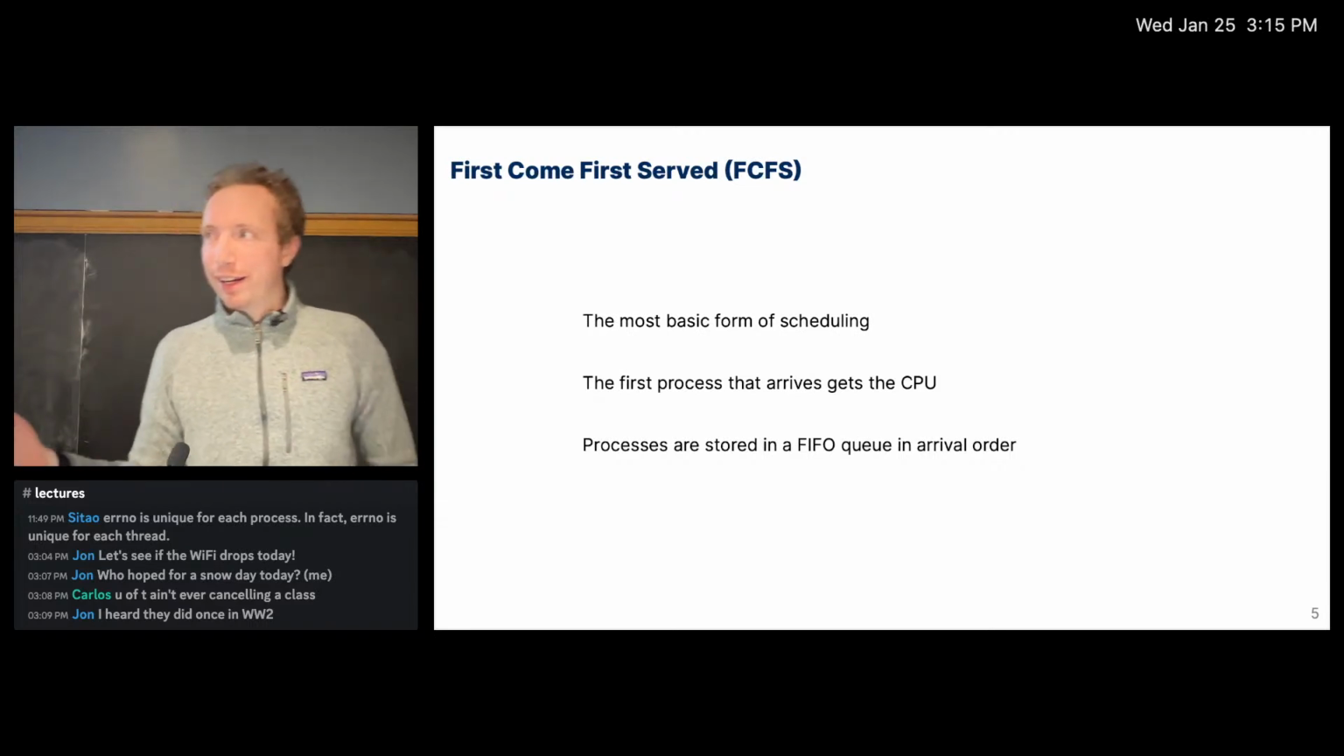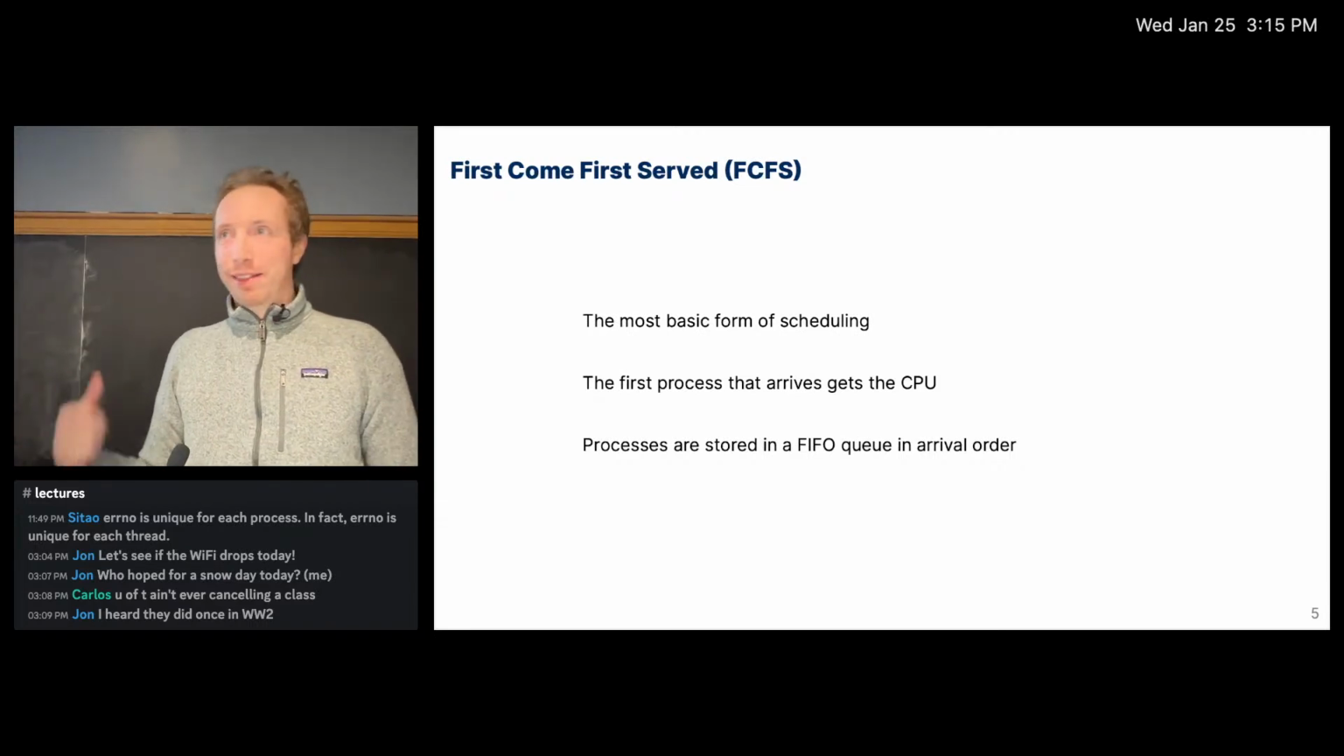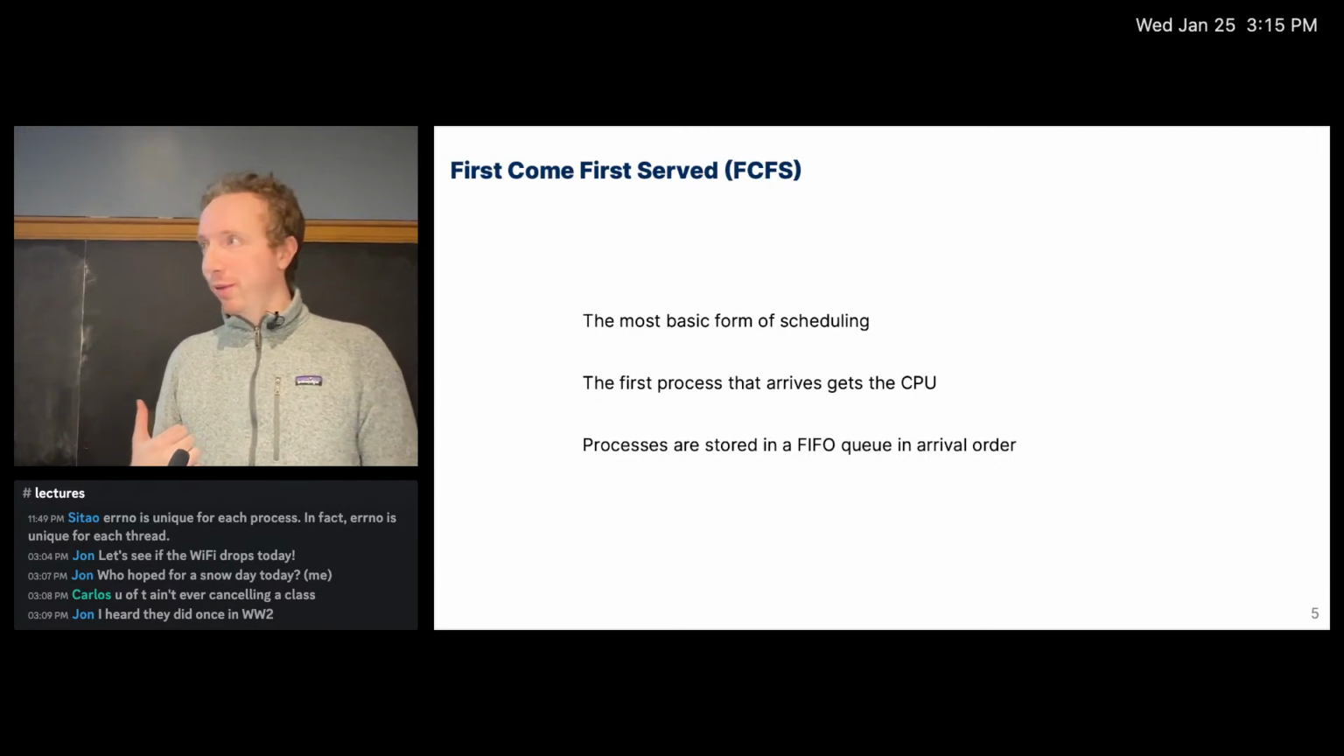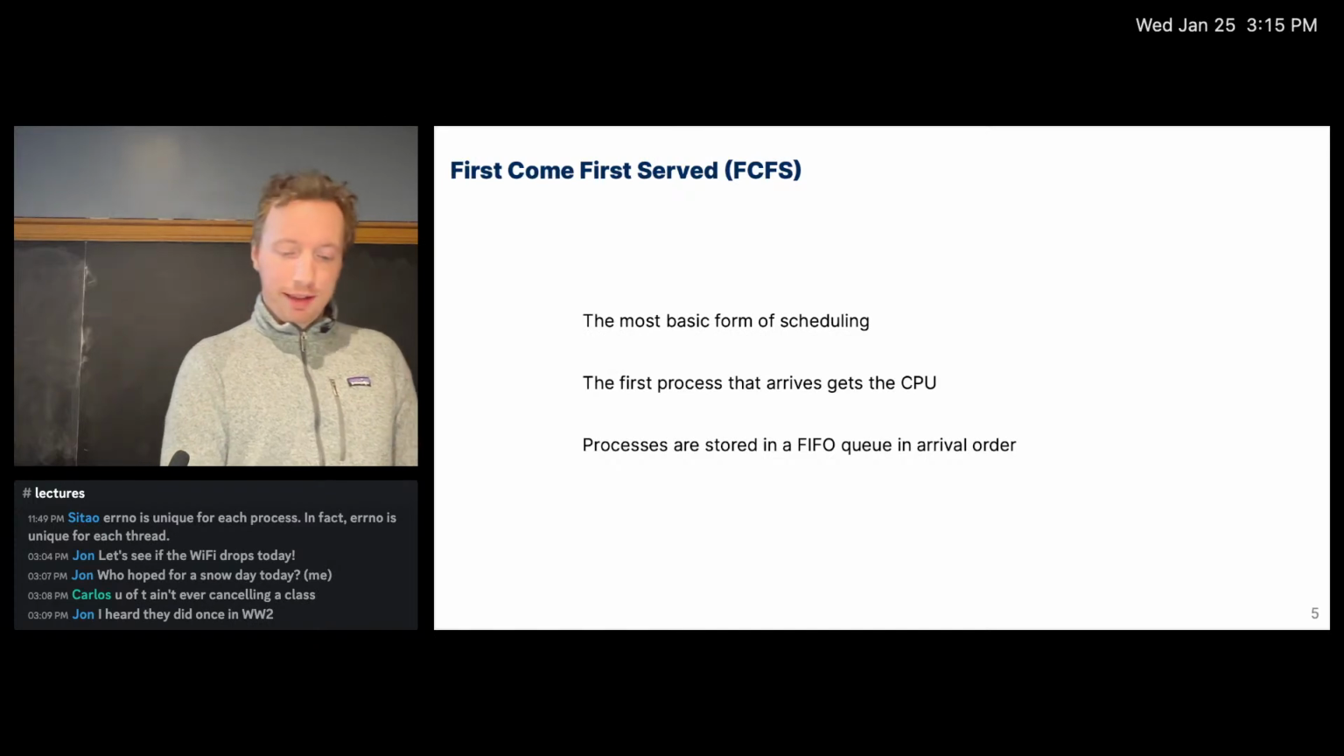a very compelling algorithm, but hey, we'll see this for a bunch of different questions. First come, first serve is typically the first thing you think about, and it's a really easy thing to implement.